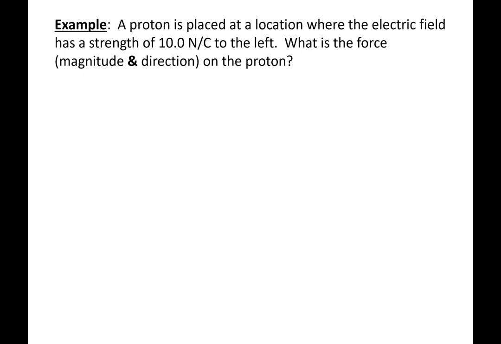So let's look at an example problem. A proton is placed at a location where the electric field has a field strength of 10 newtons per coulomb to the left. What is the force, magnitude, and direction on the proton?